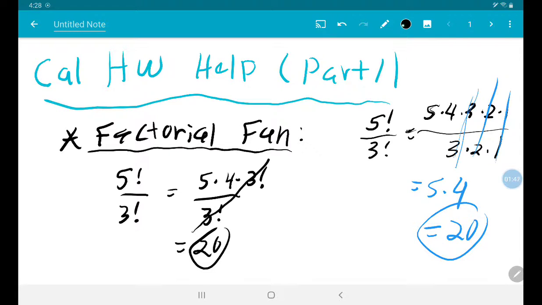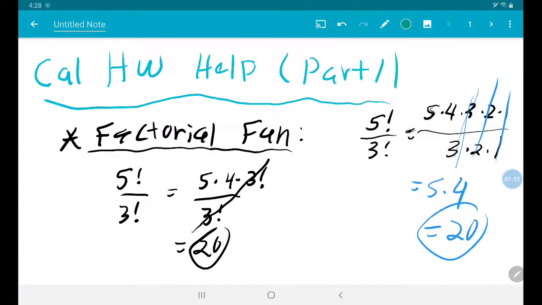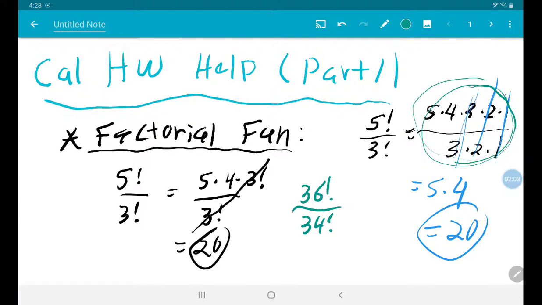So if, for instance, I did have something like, let me pick this color, let's say I did have something like 36 factorial over 34 factorial. There is no way in this world I am going to take the time to do this nonsense. It's just not going to happen.